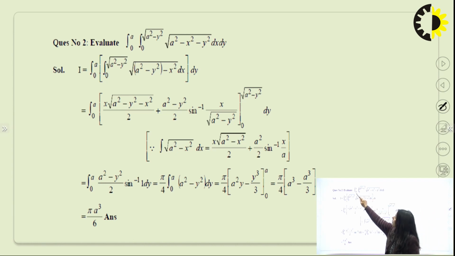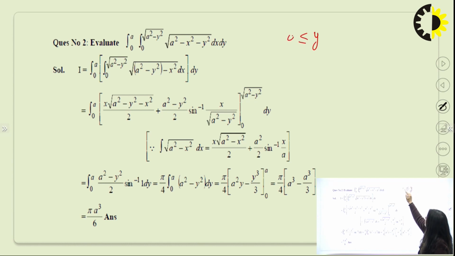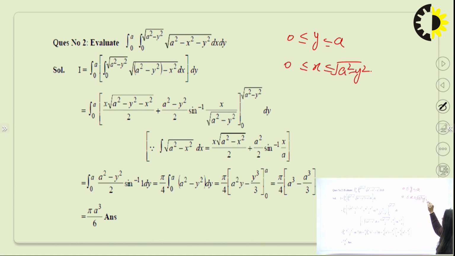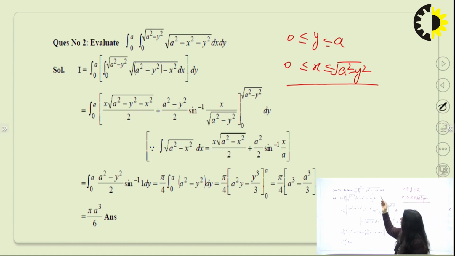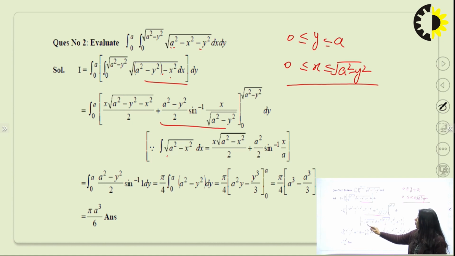Now, for example, here the limit of y is from 0 to a and the limit of x is from 0 to under root of a square minus y square. So now here the limit of x is in variable form. So firstly we will integrate the given function with respect to x, and to find the integration of this function with respect to x, we will consider y as a constant term. So integration of a square minus y square minus x square is equals to this, by using the formula: integration of a square minus x square is equals to x under root of a square minus x square upon 2 plus a square upon 2 sine inverse x upon a.